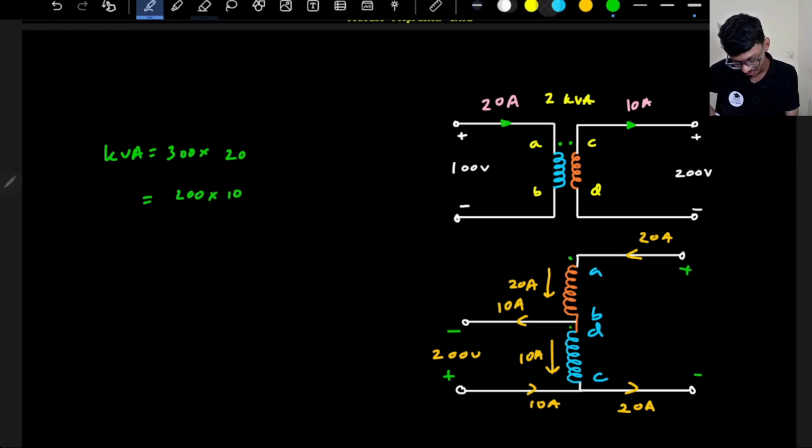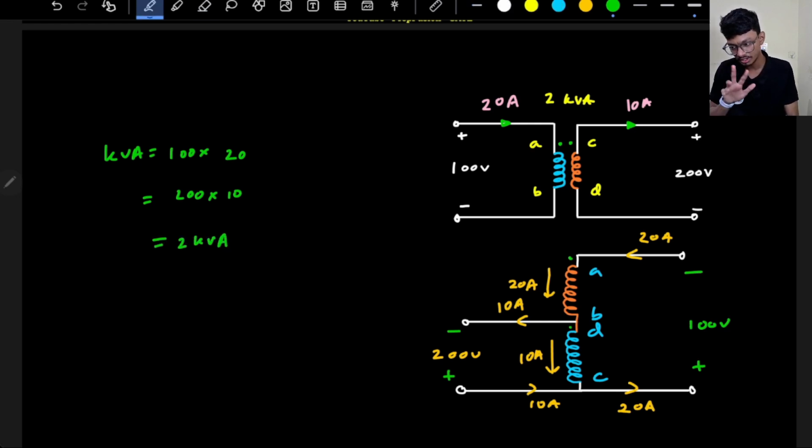Sorry, I forgot to add the voltage, right? So this voltage will be what? This voltage is 100 volts. This voltage is minus plus 200. So actually here I have the voltage as minus plus 100 volts. Okay, so this will be 100 into 20 or 20 into 10, that is 2 kVA.